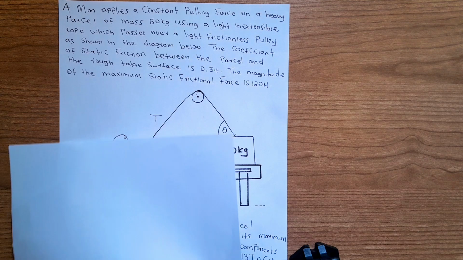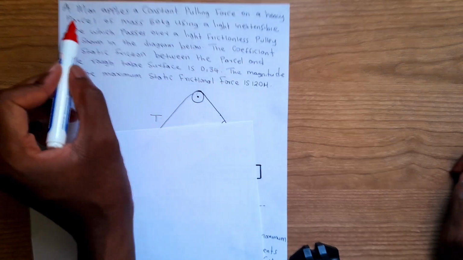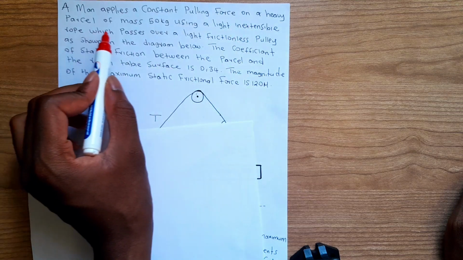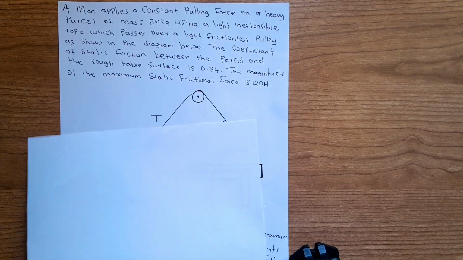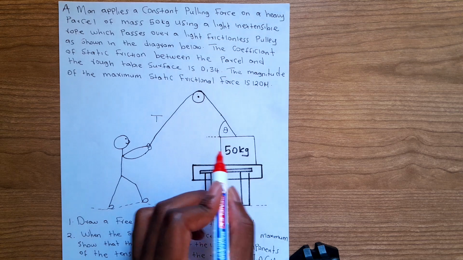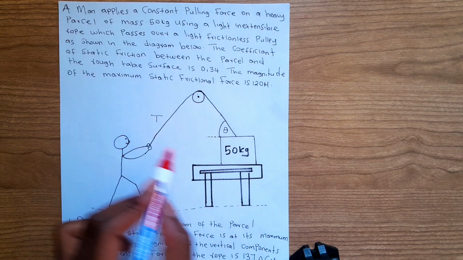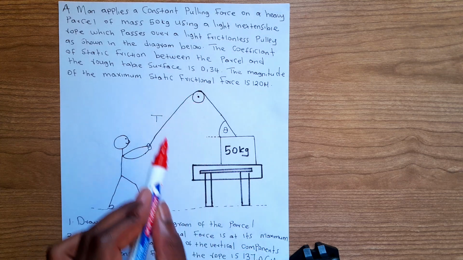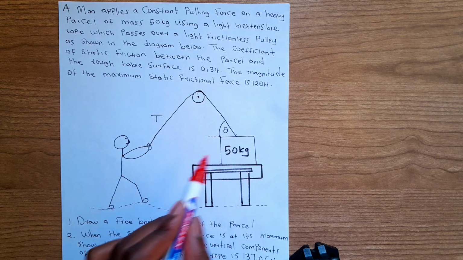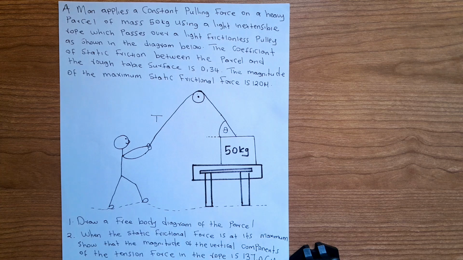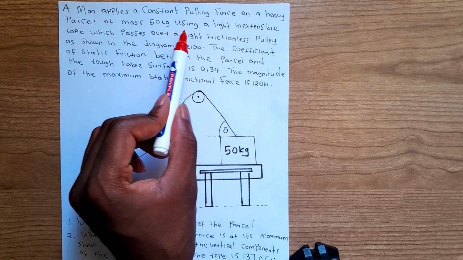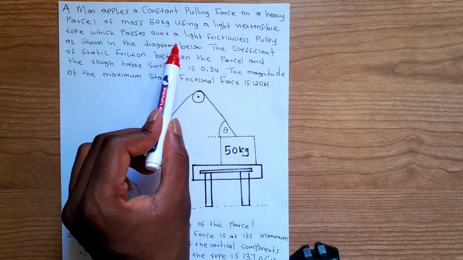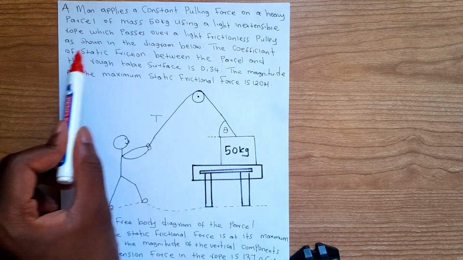So this question says, a man applies a constant pulling force on a heavy parcel of mass 50 kg. We can see the man pulling this heavy parcel of mass 50 kg using this pulley system, and this block happens to be on top of some sort of a table, right? And they say he is using a light inextensible rope which passes over a light frictionless pulley as shown in the diagram below.